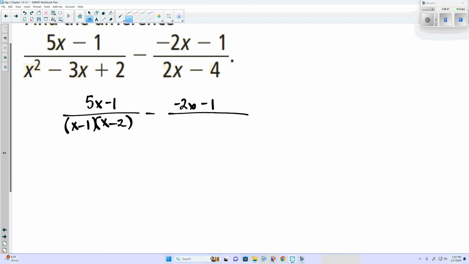Now we need to factor 2x minus 4. How would that factor? We can factor out the 2. There's a greatest common factor of 2, which leaves us with x minus 2.